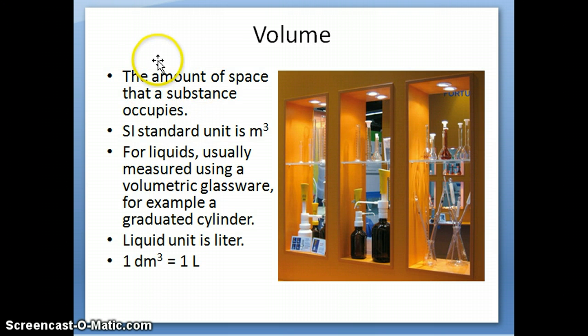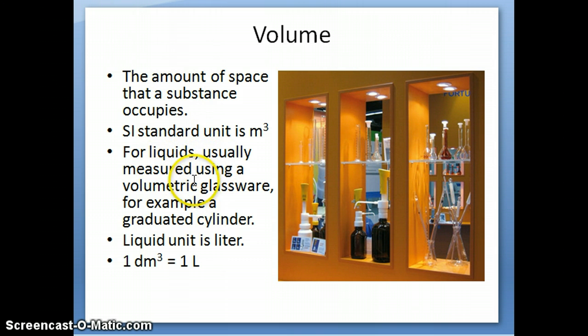Volume is expressing the amount of space that a substance occupies. The standard unit for volume in the SI system is cubic meters. For liquids, usually we express volume in units of liters. There's a relationship between these two units. 1 cubic decimeter is equal to 1 liter. That allows you to interconvert fairly easily between one unit and the other one.